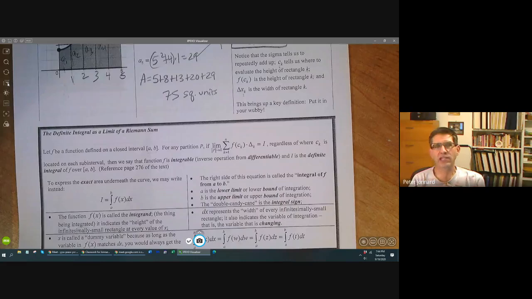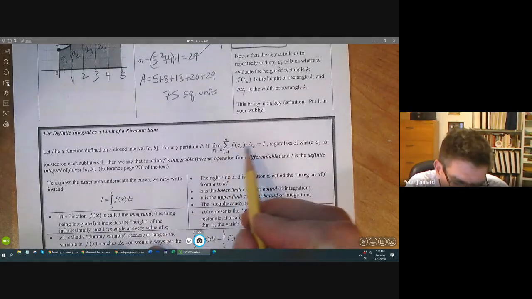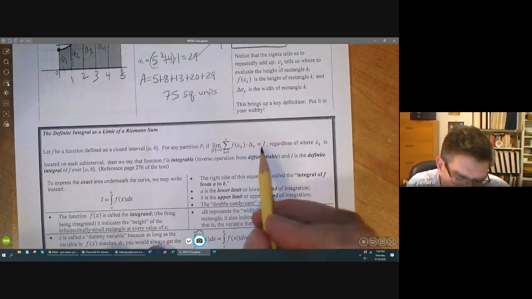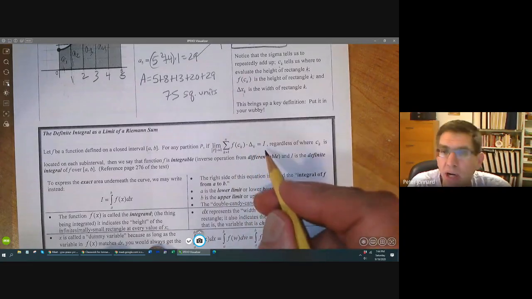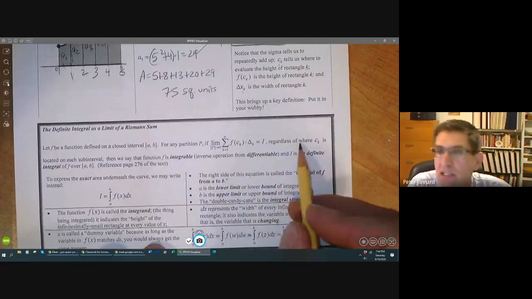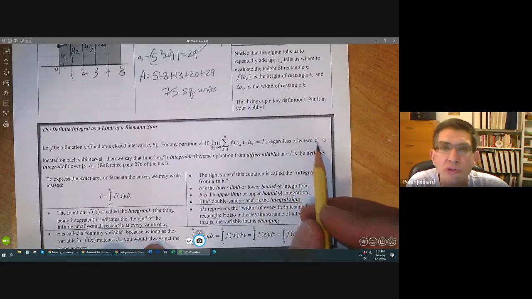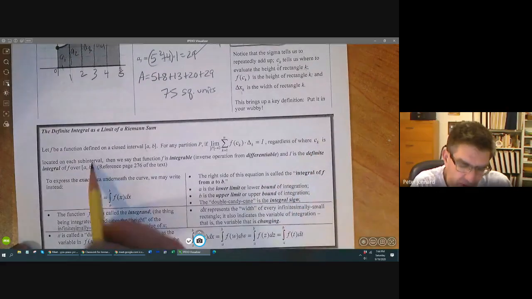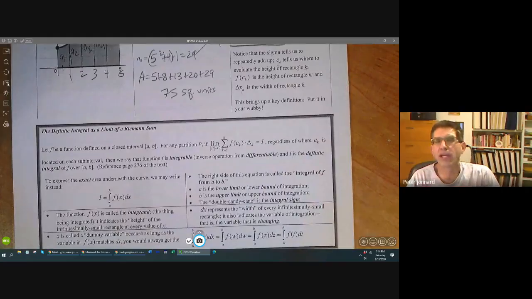Extremely important that the widest ones approach 0. Okay, then when we add up all of those areas, we in fact will get an equal sign here. We will in fact get a finite number I, regardless of where we choose C sub k in each subinterval. It wouldn't matter if it's left, right, center, or some random point within each rectangle.